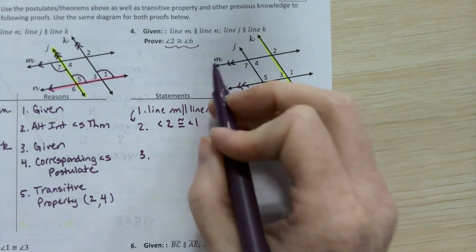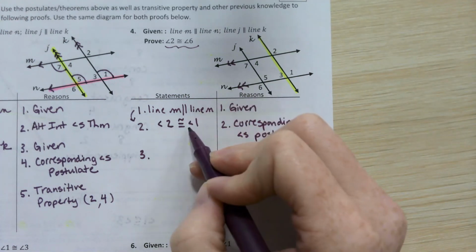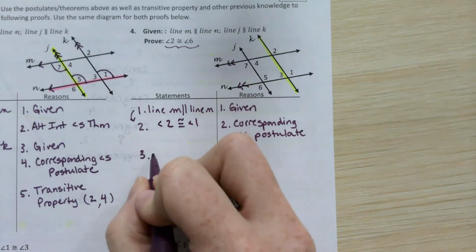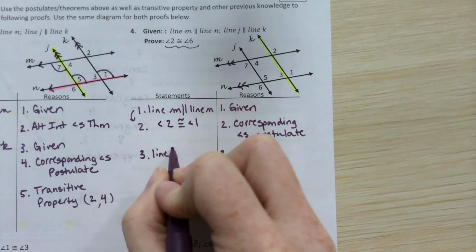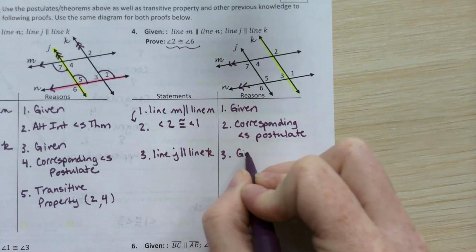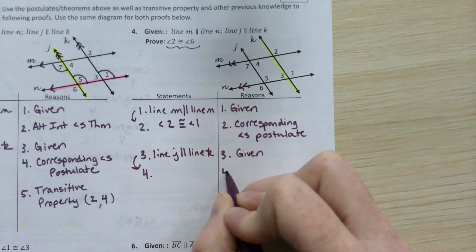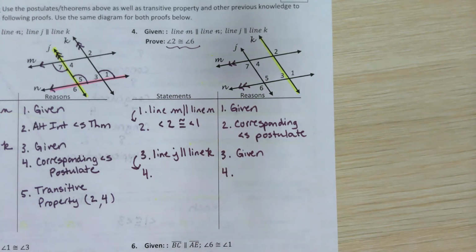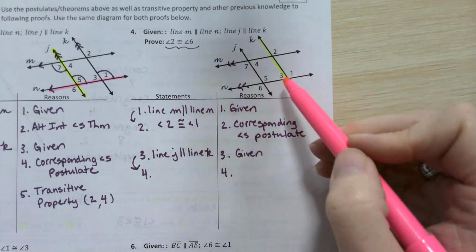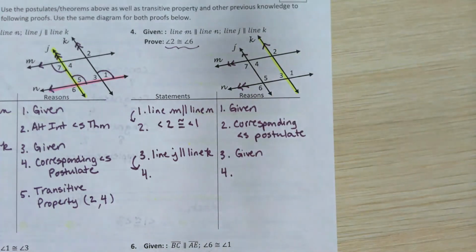Okay, so line M and line N being parallel provided me with angle 2 and angle 1. Let's switch now to our second given. Line J is parallel to line K, and see what kinds of angles we can focus on for our fourth statement. J and K should probably have some little flags on them to remind us that they're parallel.